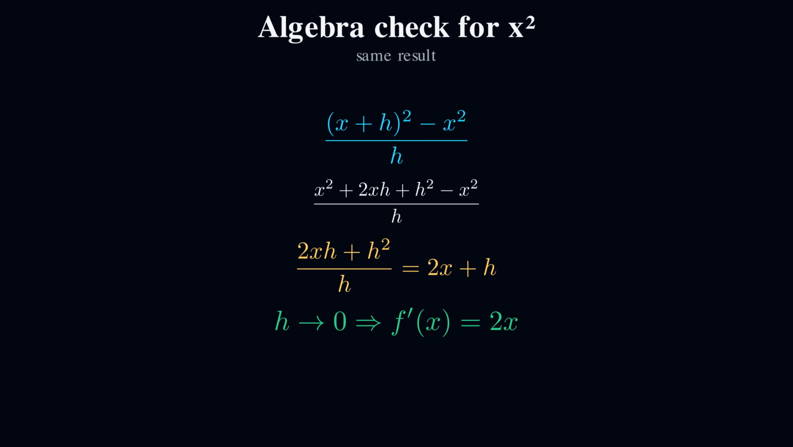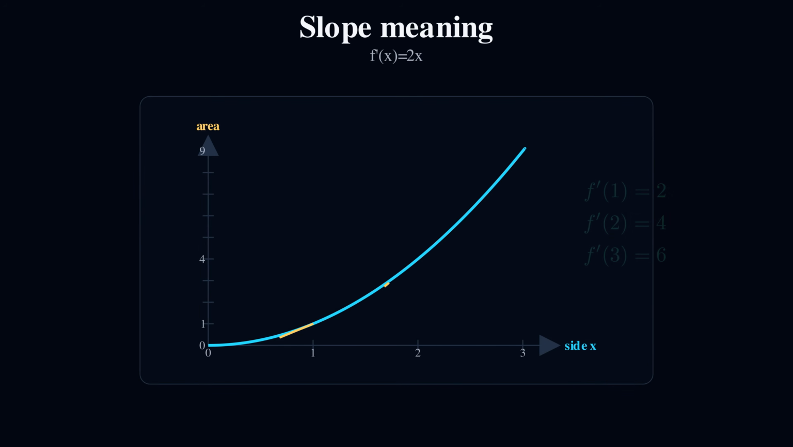This means the derivative function is 2x. At x equals 1, slope is 2. At x equals 2, slope is 4. At x equals 3, slope is 6. The curve gets steeper as x increases.